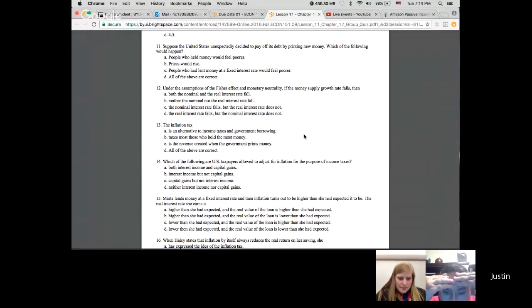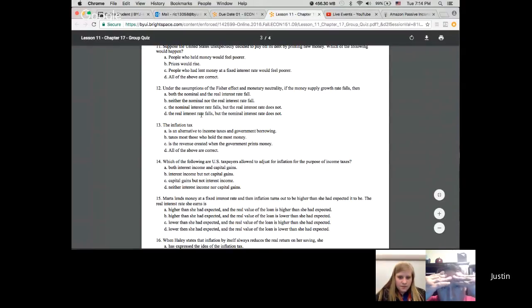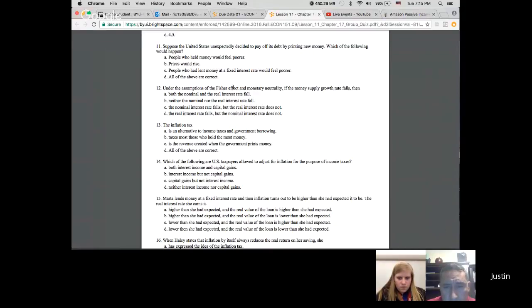Okay, under the assumptions of the Fisher effect and monetary neutrality, if the money supply growth rate falls, then A, B, C. I got C. Yep. Also got C. Yeah, the real interest rate is not affected by the Fisher effect. It doesn't have anything to do with the real interest rate.